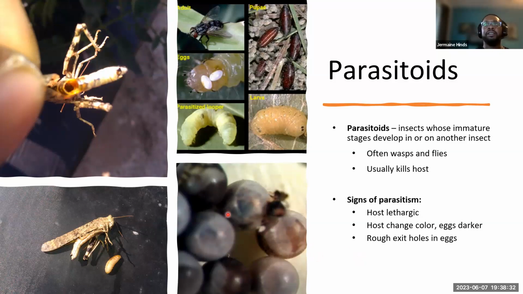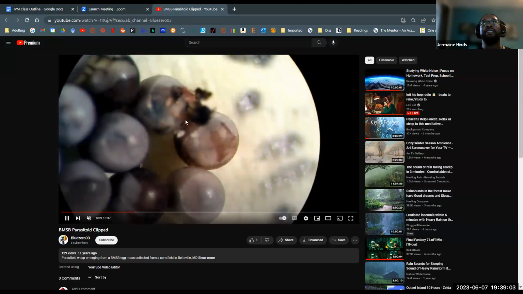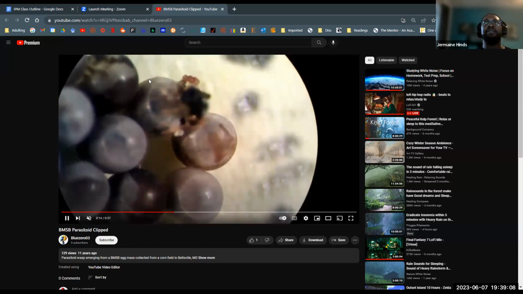I have another picture here of parasitoids in action. Here is where parasitoid wasps attack these stink bug eggs. Let's see if I can get a video of it right now. One second. And so can you see this video? This is a clutch of stink bug eggs. Right here, you see this little wasp chewing its way out of this stink bug egg, right?